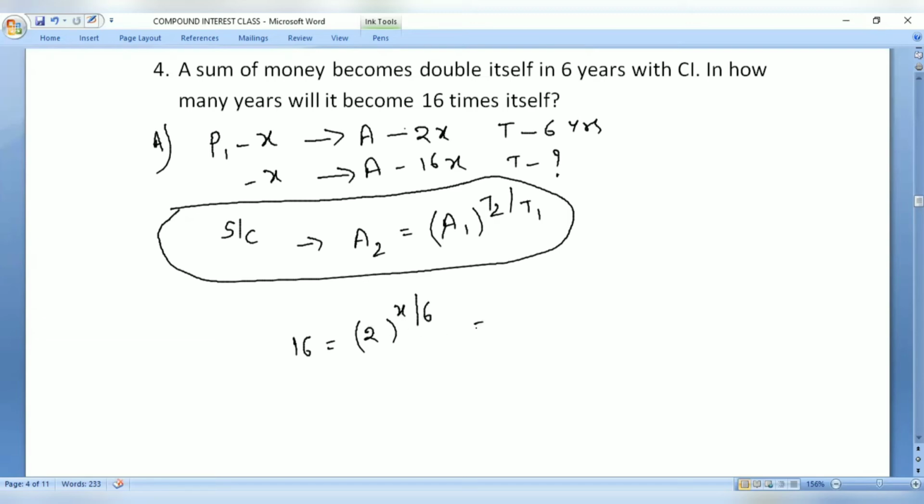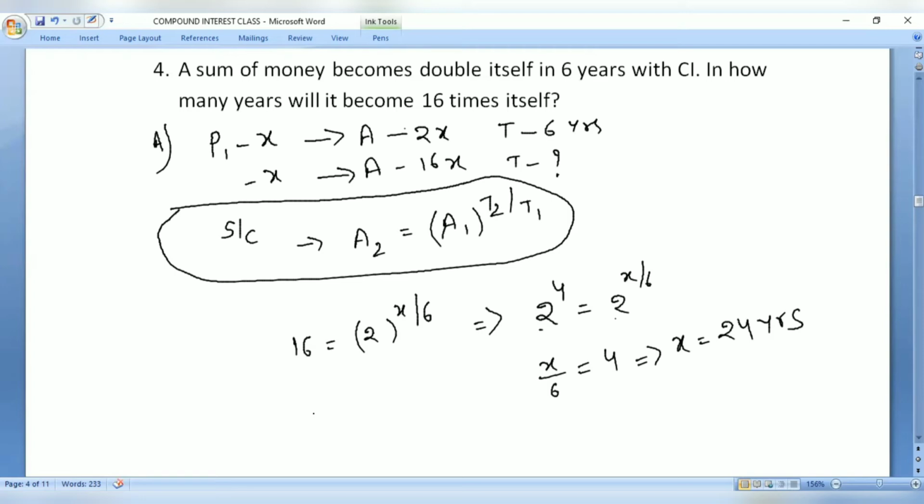So that means 16, if expressed in terms of the power of 2, becomes 2 power 4. So that is equal to X by 6. When bases are equal, powers are equal. So X by 6 is equal to 4. That means X is equal to 6 into 4, that is 24 years. So that means the sum of money will take 24 years to become 16 times itself.